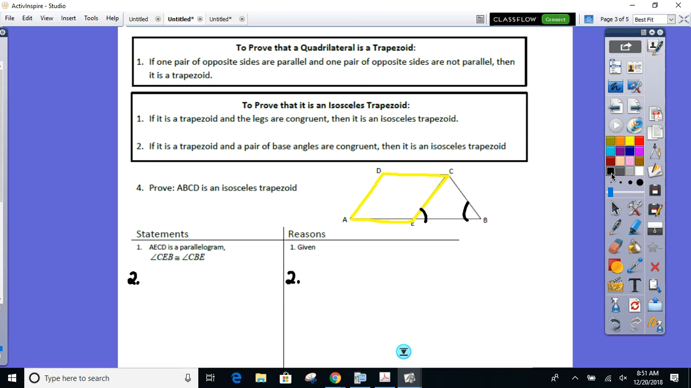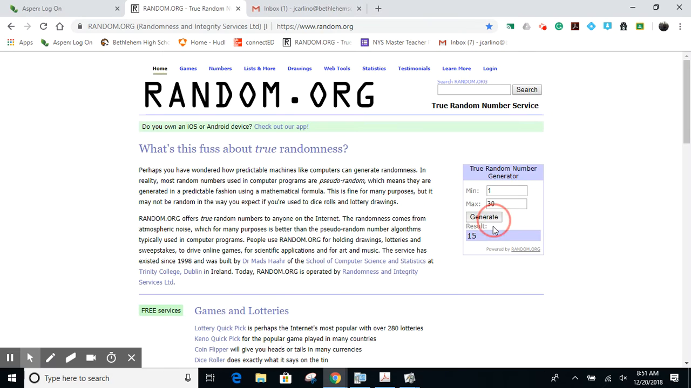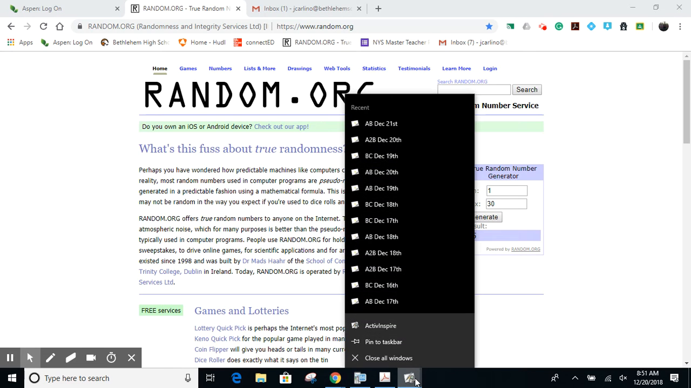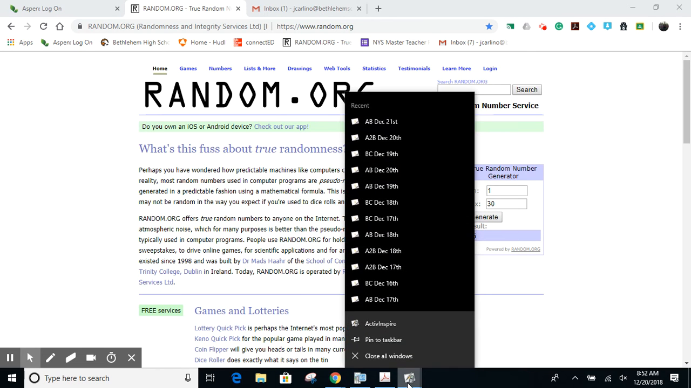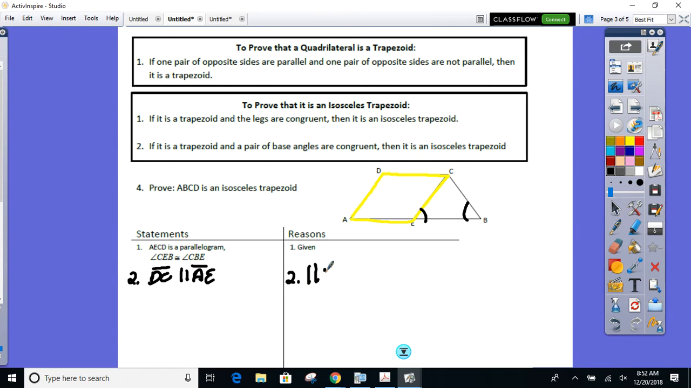What do we know about DC and AE right now? DC and AE are parallel. Why are those two segments parallel? Parallelogram implies opposite sides parallel. Darn right they do.